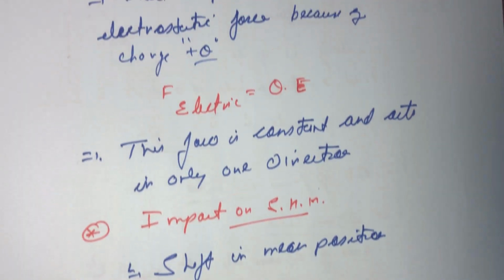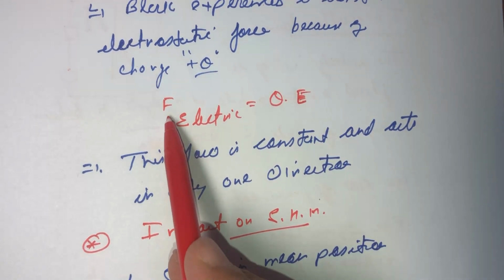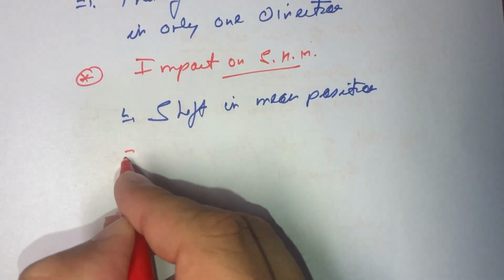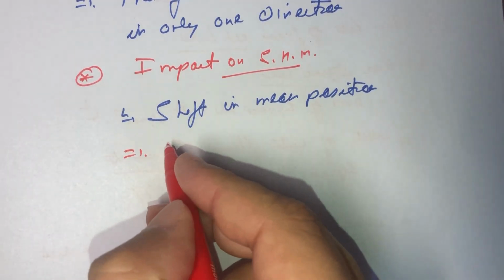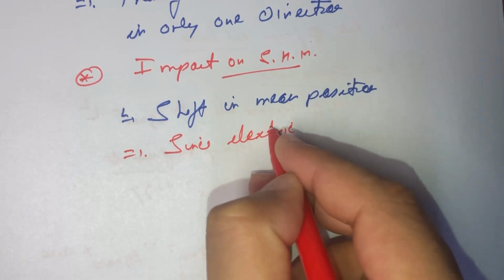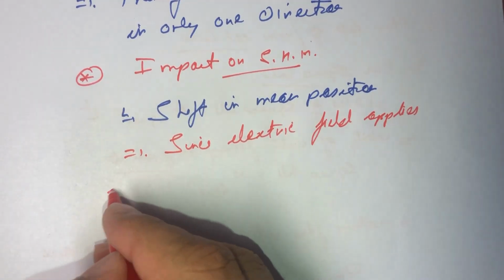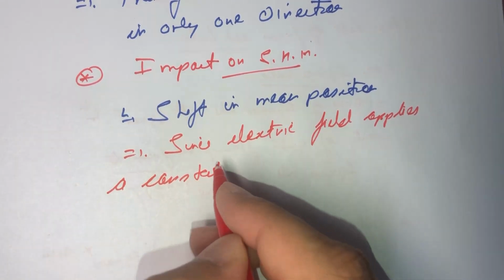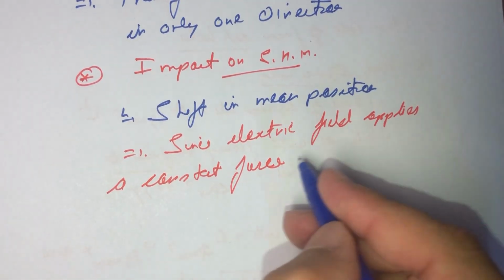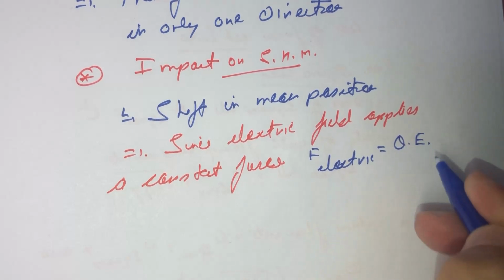And we already said that the electric field is going to exert a force on charge q, or indirectly on the block, which is given as F electric is equal to q multiplied by E. So from here we can say that since the electric field applies a constant force, which is given as F electric is equal to charge multiplied by electric field.